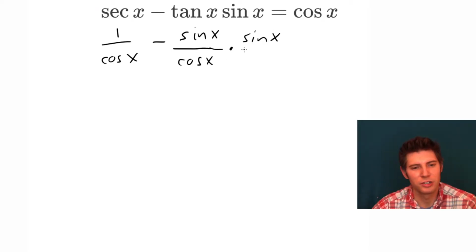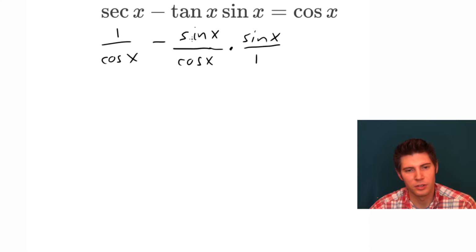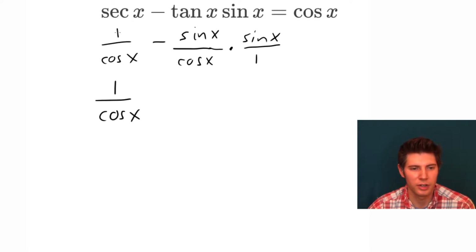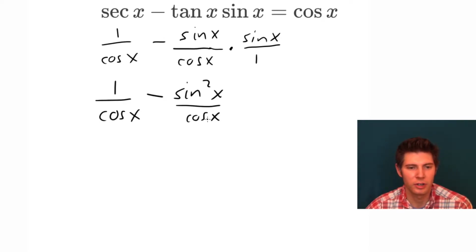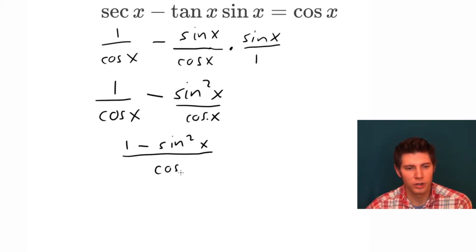So now we can try to simplify things. We're going to combine these two. This is sine x over 1. So this would become sine squared x. Sine x times sine x is sine squared x over cosine x. So we have 1 over cosine x, just bringing this side down, minus sine squared x over cosine x. Now we have two fractions with a common denominator. So we're going to make it one fraction with that same denominator. 1 minus sine squared x over cosine x.